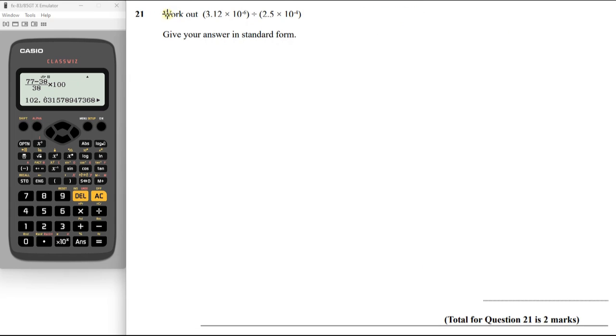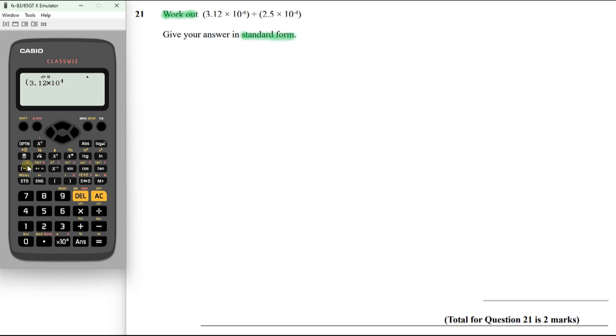Question 21. Work out all of this business. We need to give our answer in standard form. So these are nice calculator questions, because all we need to do is type all of this into the calculator. We're starting off with some brackets. So if we open our brackets and type in 3.12 times 10, and then our power button is the one next to the x squared. If we press that, our power is negative 6.